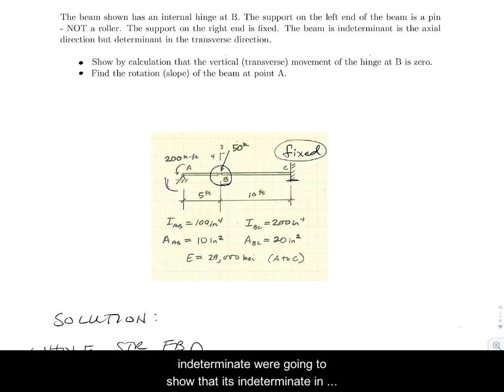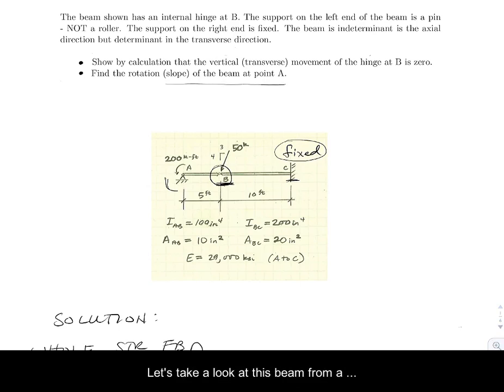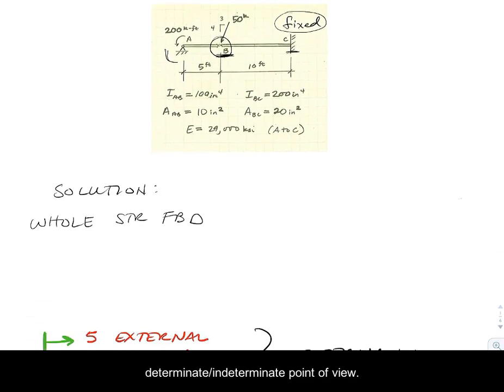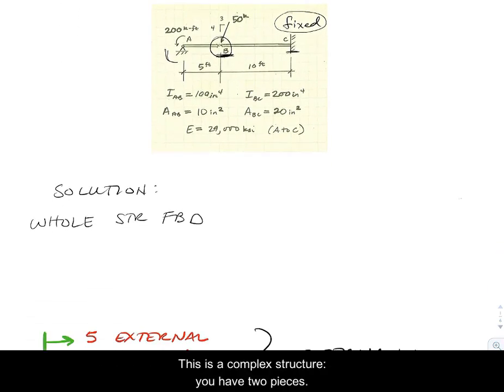We're going to show the indeterminate is in the axial direction, and it's going to be determinate in the transverse direction. And we're asked to prove that the hinge does not move due to the loadings that are present. And then we're also going to find the slope at point A. So let's take a look at this beam from a determinate, indeterminate point of view.